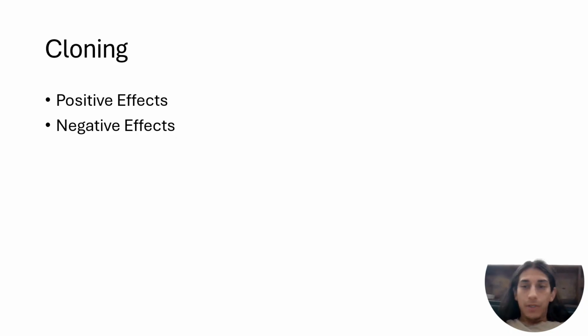Some applications here are basic research. Cloning is used to study gene function, gene regulation, and gene expression. Gene therapy. Cloning is used to introduce healthy copies of a defective gene into cells. Regenerative medicine. Cloning is used to generate stem cells for tissue repair and regeneration. Agriculture. Cloning is used to improve crop yields, disease resistance, and nutritional content. So those are probably some positive effects from cloning.